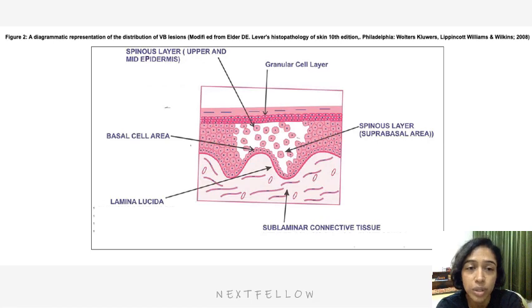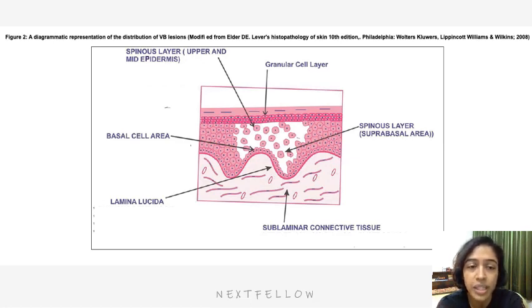Second is stratum lucidum, which is thick in the palms and soles. Then is the granular cell layer. Below that is the spinous layer. So that mid-epidermal level is the spinous layer, and it extends till the suprabasal level. That's the lower spinous layer. And the last is the basal cell area.